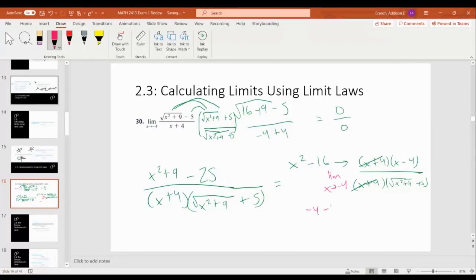So we'll get negative 4 minus 4 on top, over the square root of (negative 4) squared plus 9, plus 5. So we'll get negative 8 over, everything under that root is going to go down to 5, plus 5, negative 8 over 10, and then that can simplify to negative 4 over 5.